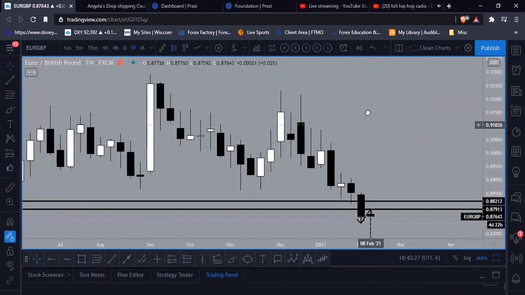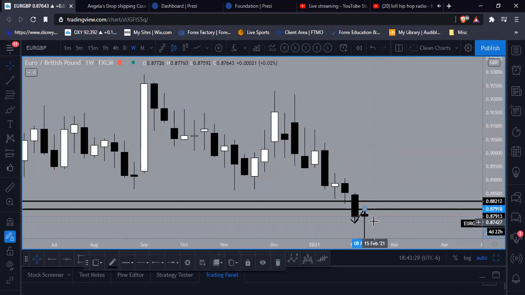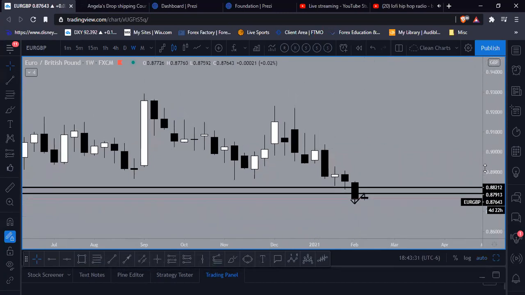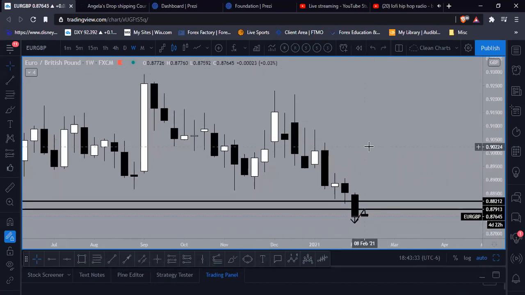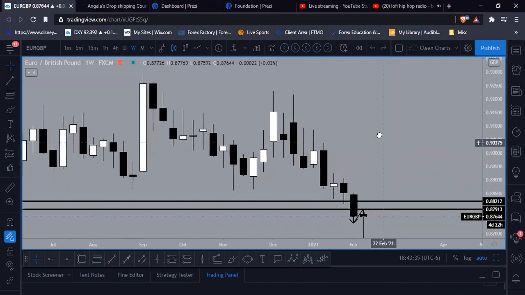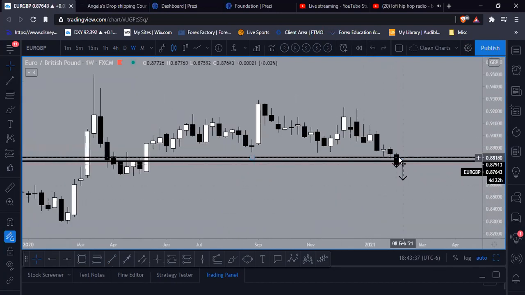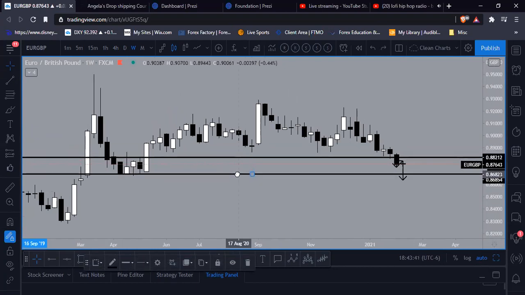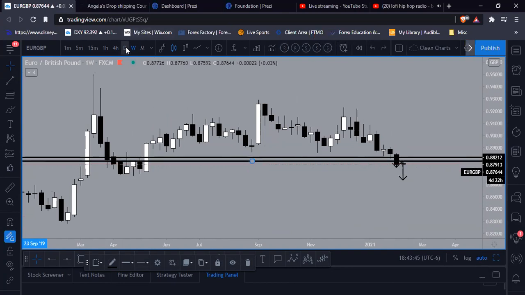Okay. Is that a wick? Hold on. Oh, that is definitely not a wick. I was about to say. Yeah, breakout. Well, not necessarily breakout because you still have these lows right here. But I'm not going to worry about that. Let me go on to the daily time frame.